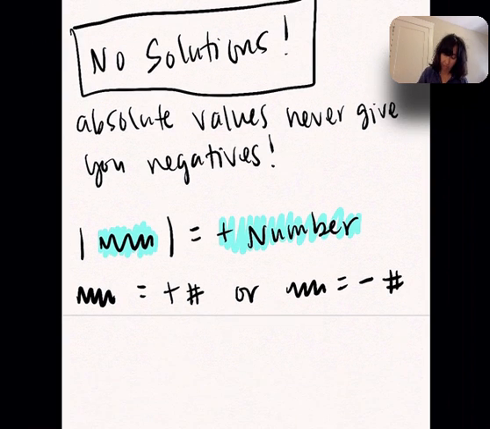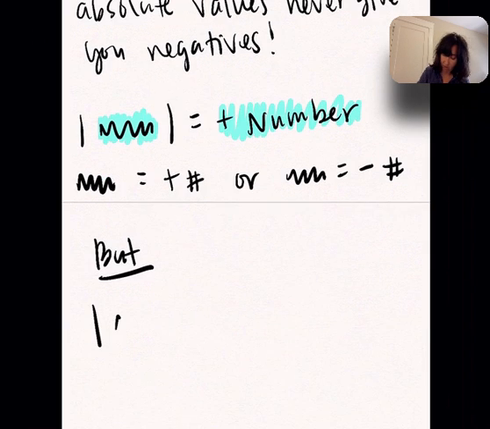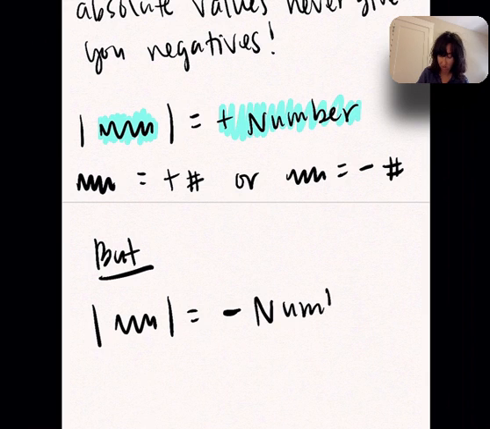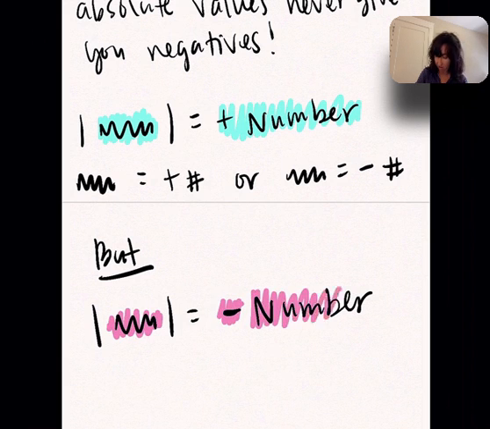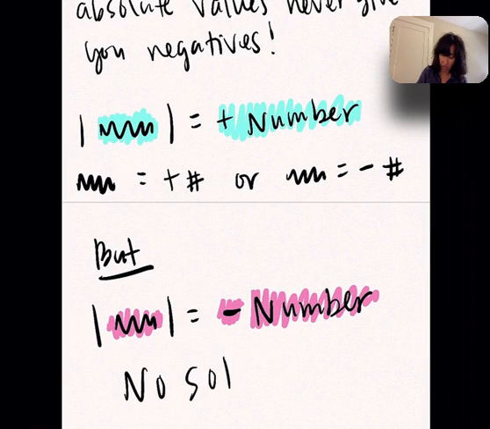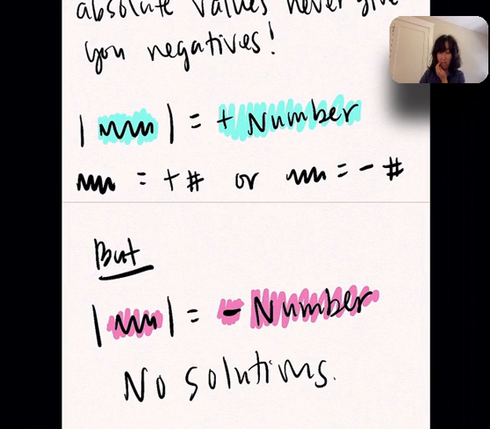But if you ever have a scenario where something inside an absolute value equals minus a number, then you're automatically going to know no solutions. Because it's impossible to take the absolute value of something and spit out a minus.